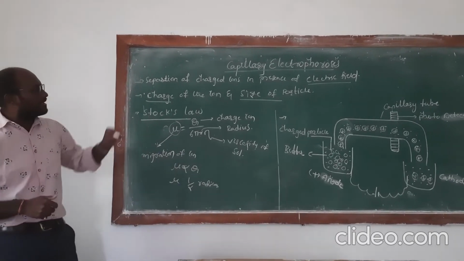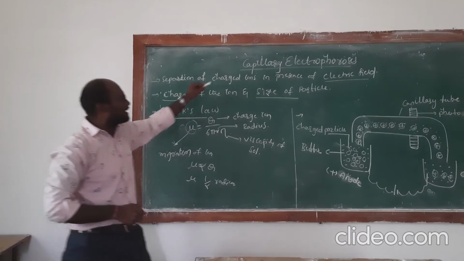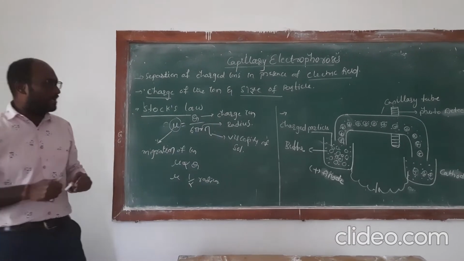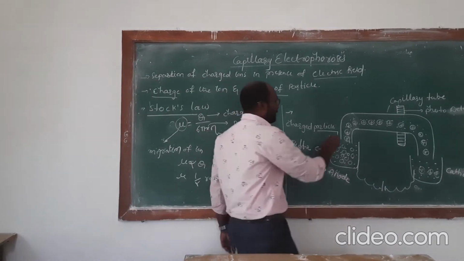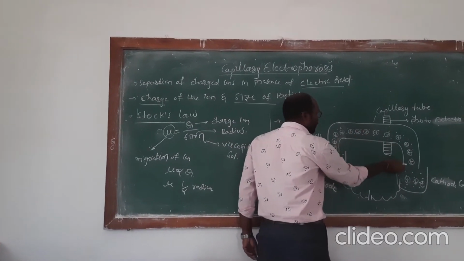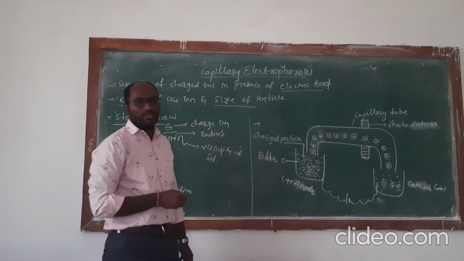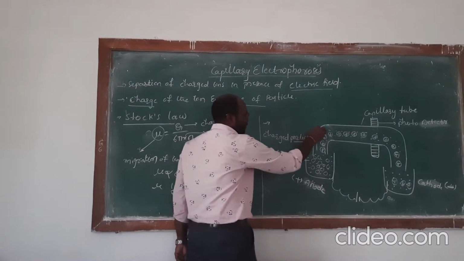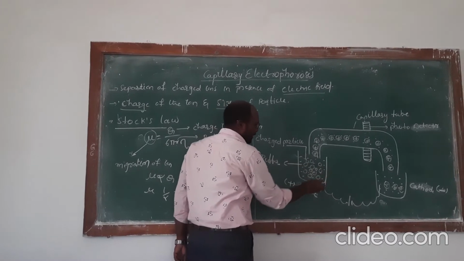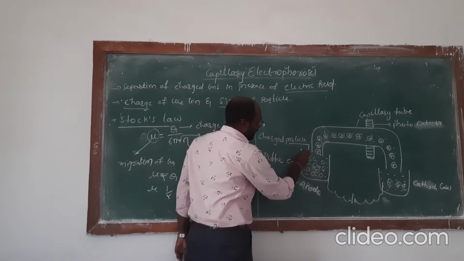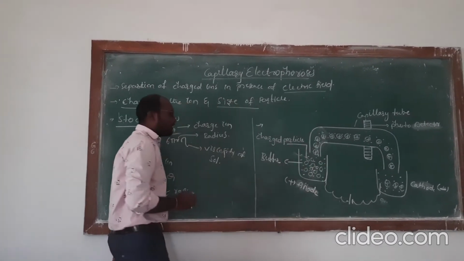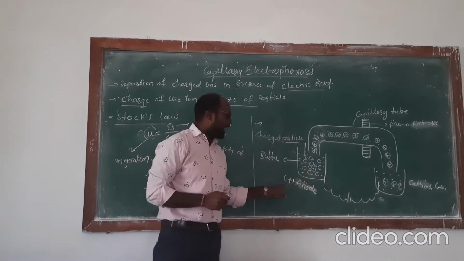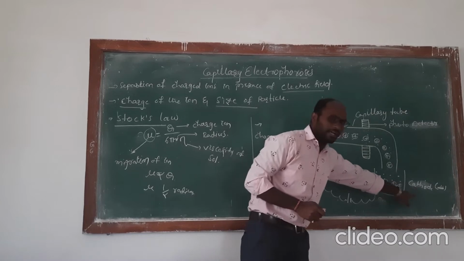Among the electrophoresis techniques, capillary electrophoresis is the most important one. In capillary electrophoresis, we use one capillary tube, and through the capillary tube the separation of the charged ions takes place. The two ends of the capillary tube are dipped into two different chambers, which are filled with buffers. One acts as an anode and the other acts as a cathode.